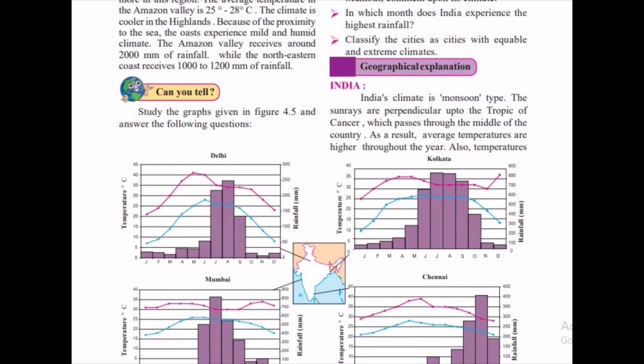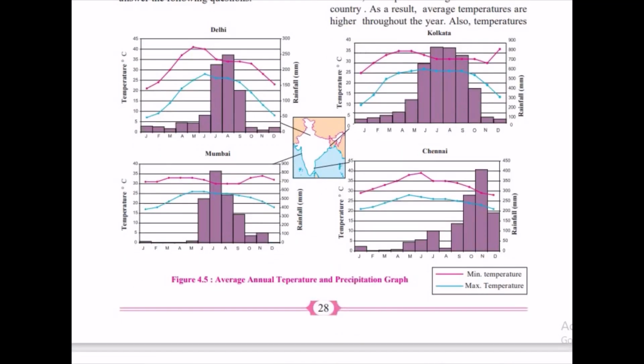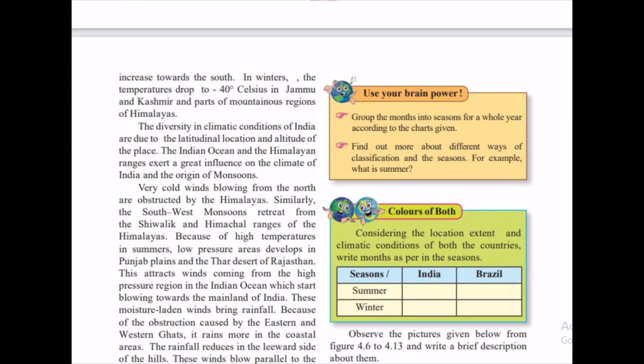Now I'm going to speak about India. India, as we all know, witnesses monsoon type of climate. When I say monsoon type, the sun rays are perpendicular up to the Tropic of Cancer and it passes through the middle of the country, and as a result average temperatures are higher throughout the year. Also, temperature increases towards the south. In winter, it drops to minus 40 degrees Celsius in Jammu and Kashmir and the mountainous region of the Himalayas. That is why we always find the Himalayan range fully covered with snow.